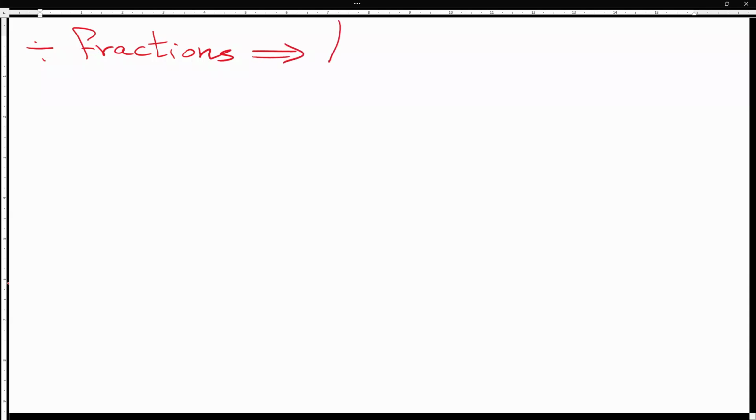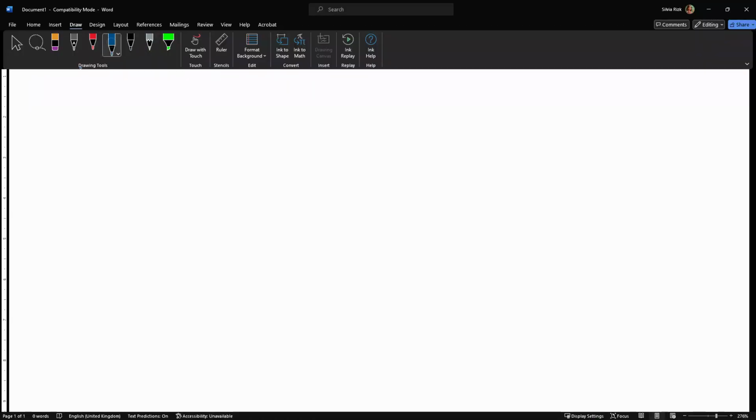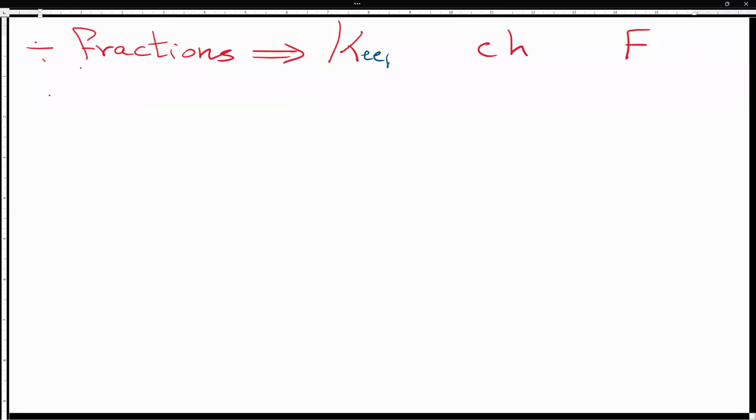You need to follow this. KCHF. Not KFC, and not hungry. It's not food, it's math. I'll explain why in a second. K means keep. CH, change. F is for flip. For example, if I said a third divided by a quarter, now it's keep, change, flip.